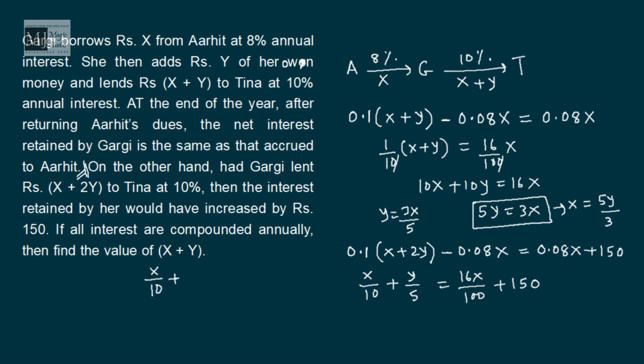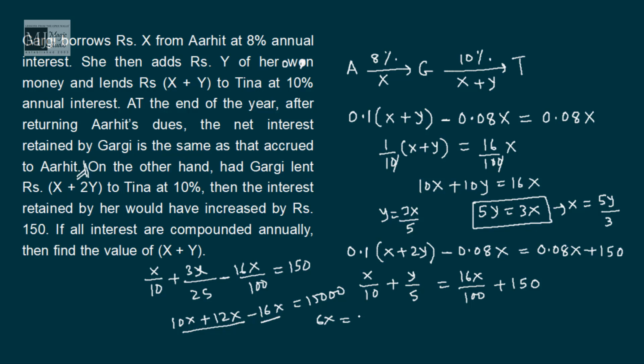Yes, so X/10 plus 3Y/5 into 5 is... let me write it as 3X. 16X/100 is 150. So I'm multiplying throughout by 100. 10X + 12X - 16X is 15,000. 22 minus 16 is 6. So we have 6X = 15,000.